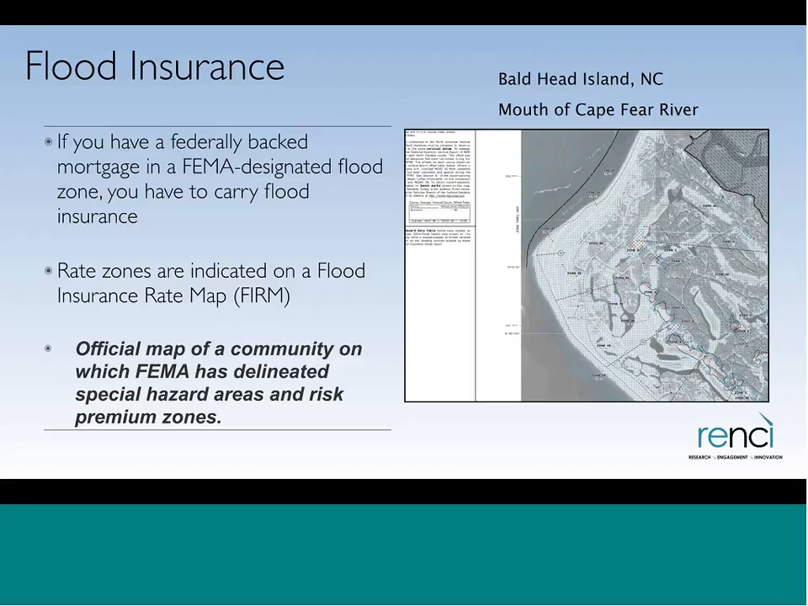There are lines on this map which may be hard to see, and if a property is between one of those lines and the ocean, you're essentially in one of these 100-year floodplains. These kinds of maps are used to identify whether or not a specific property needs to carry flood insurance. So these maps are the official map of a community where FEMA has delineated these special hazard areas and then assigned some sort of risk level so that insurance rates can be set in a somewhat rational way.